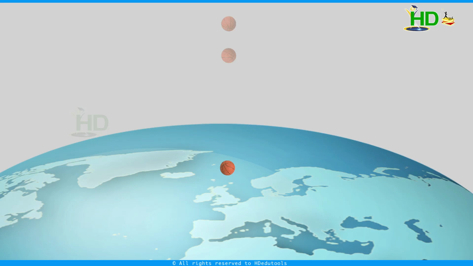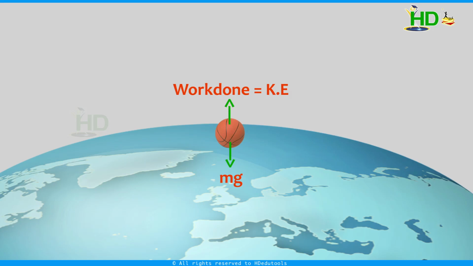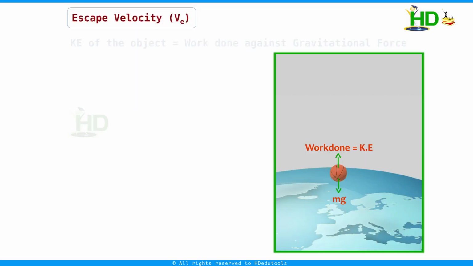That means if you throw this object with some velocity so that the kinetic energy can overcome potential energy, then the object can escape from Earth's surface. That velocity is called escape velocity. That is, escape velocity is the minimum velocity required for a satellite or any object to escape from Earth's surface from the gravitational pull. To escape from Earth's gravitational pull, work has to be done against gravitational force, and the work done appears as kinetic energy of the satellite. That means the kinetic energy of this object should equal the work done against the gravitational force, or the magnitude of potential energy with which it is bound to Earth.